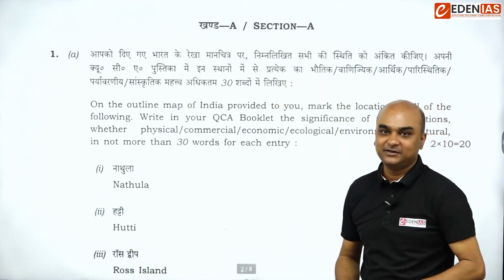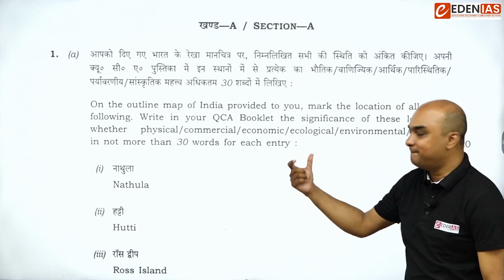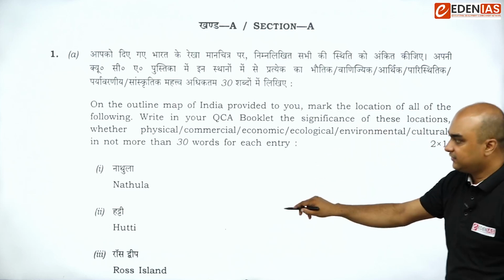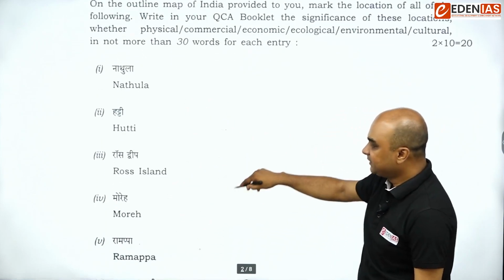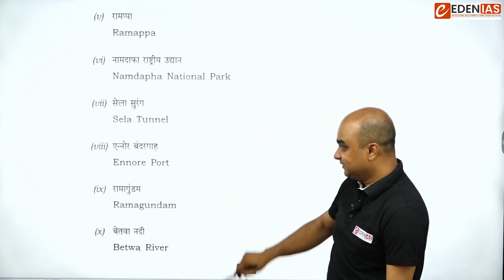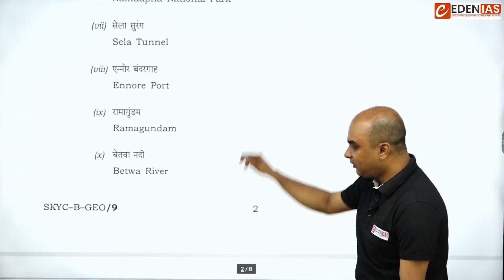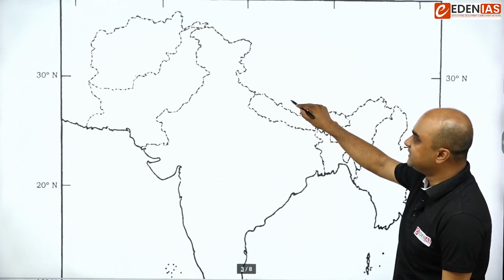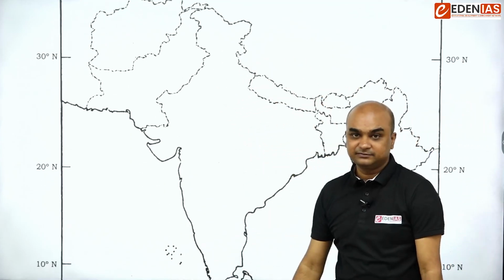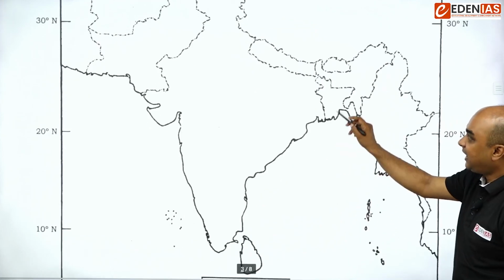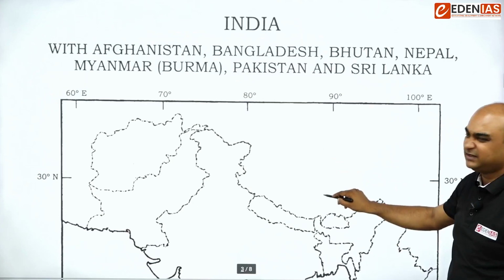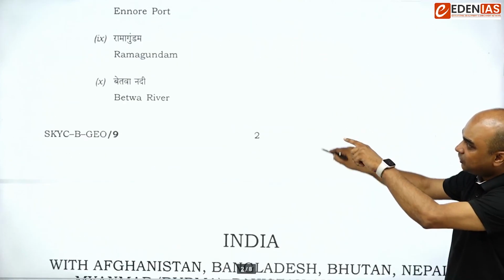That is different. इसमें एक question होता है map marking का, और वो 20 marks का होता है, where some places are given, like say for example Ross Island or Ramappa or say Ennore Port, और आपको एक मैप दिया जाता है, इंडिया का आउटलाइन मैप along with हर नेबर्स, और आपको लोकेट करना होता है मैप पे, and then you have to write 30 words on each of these places.